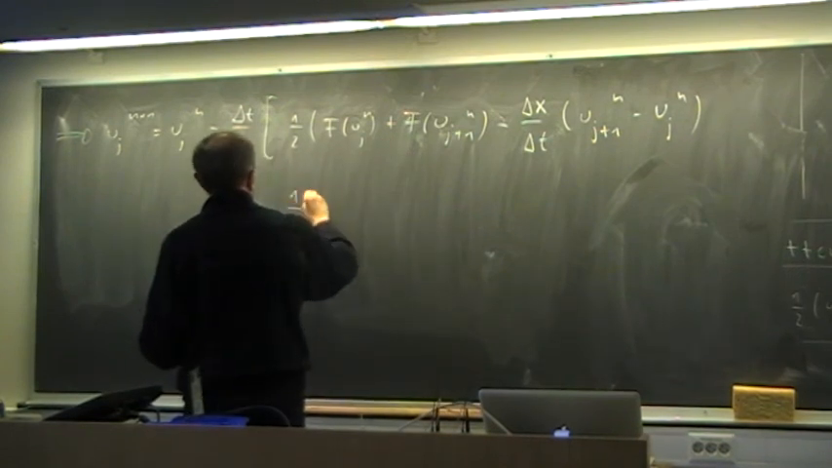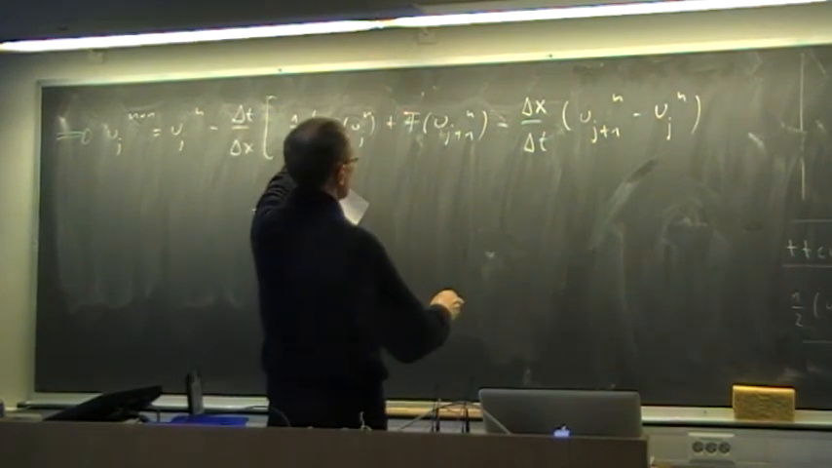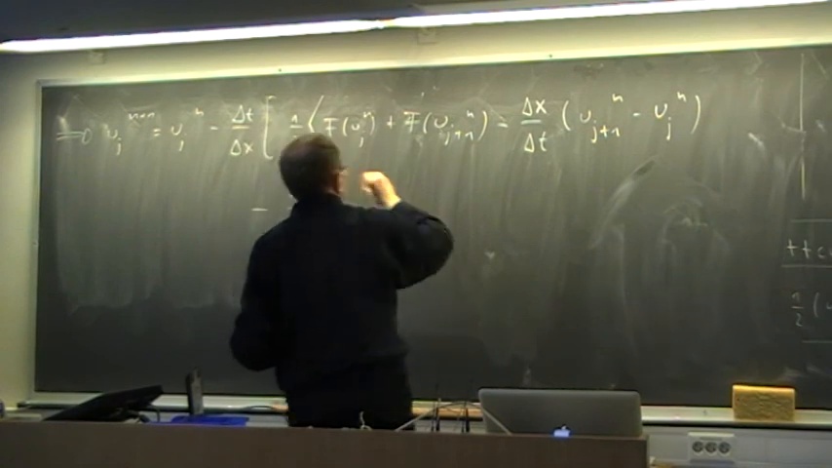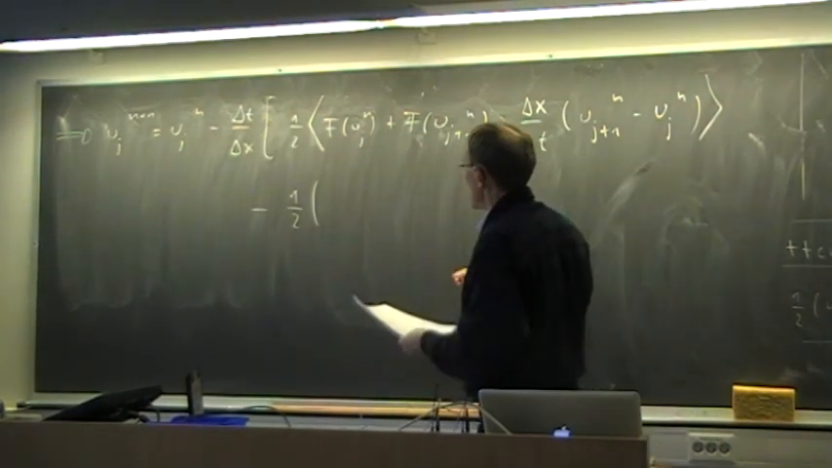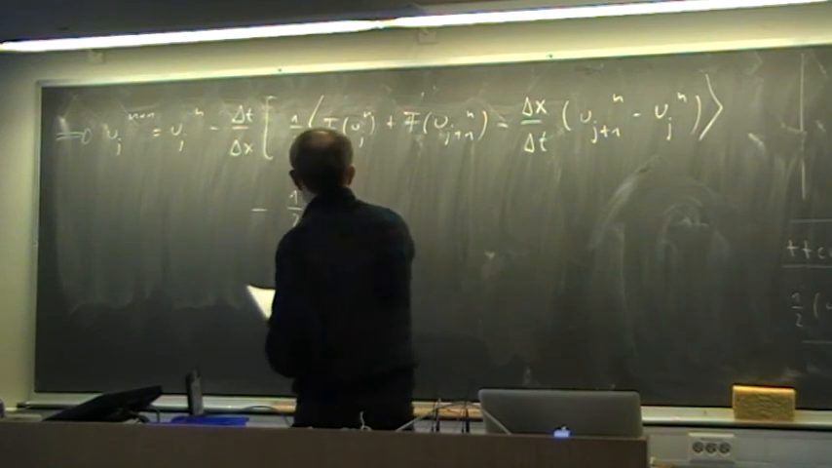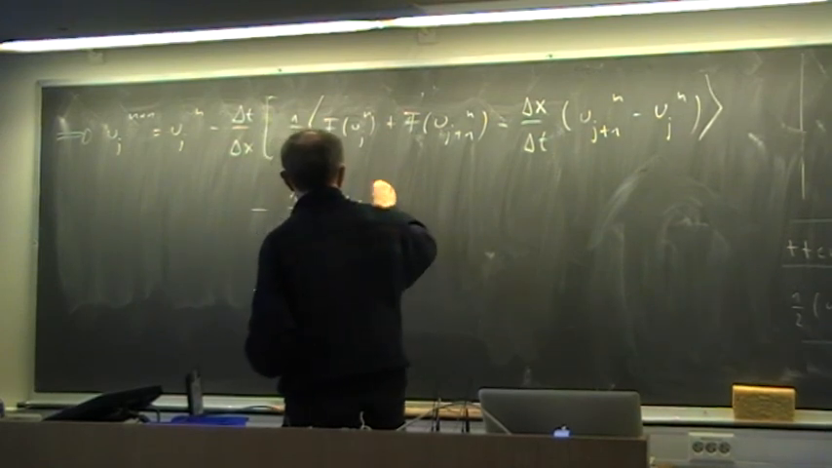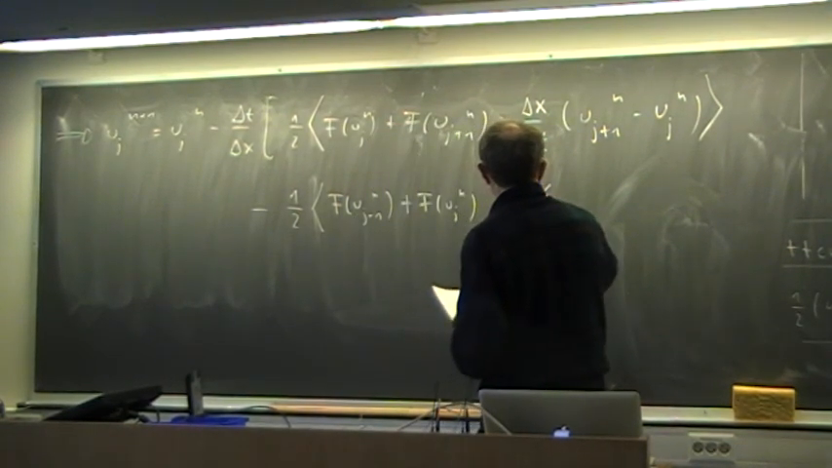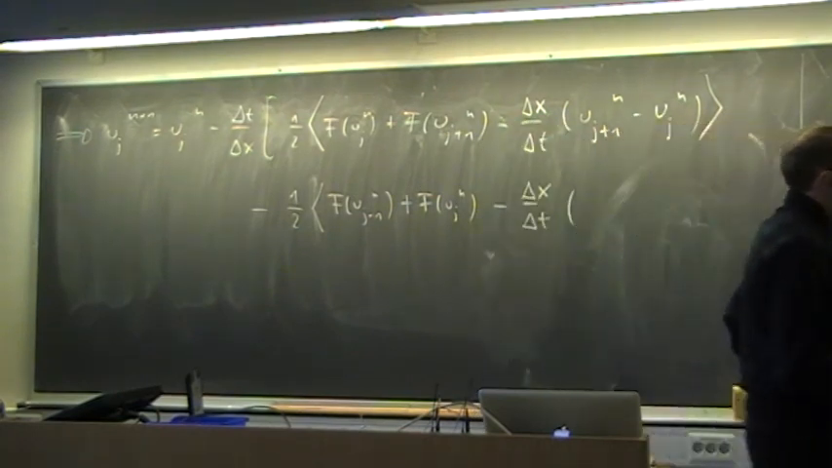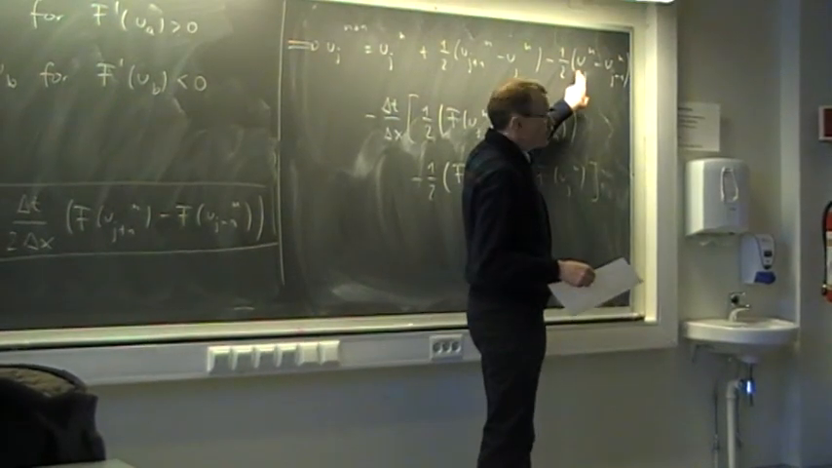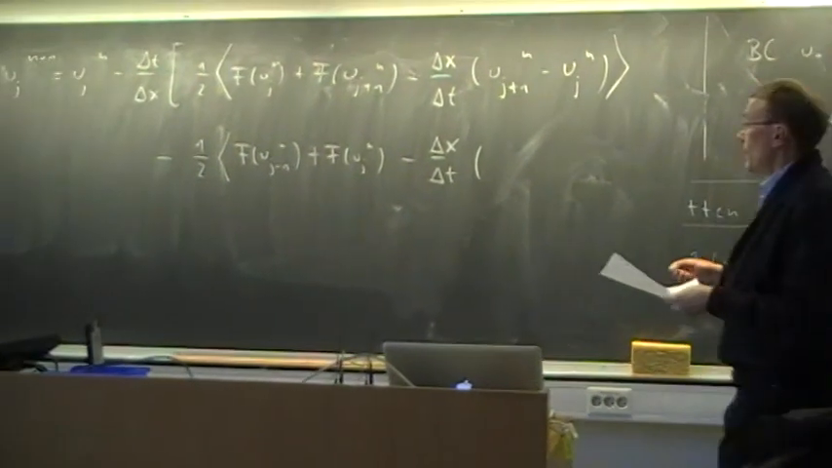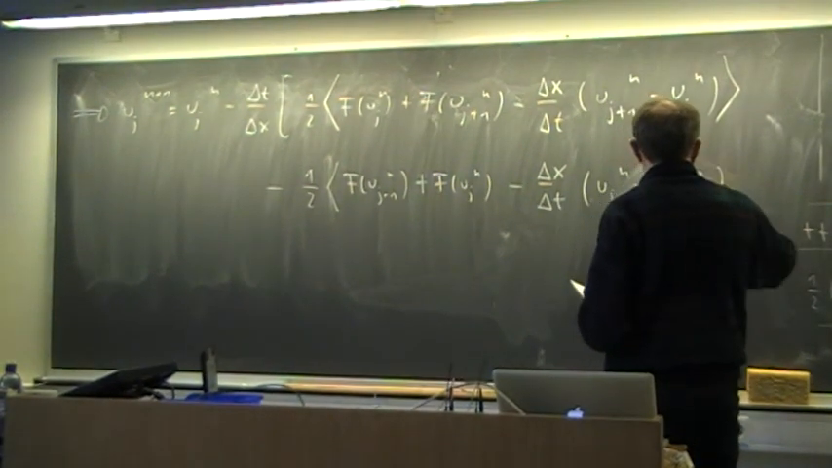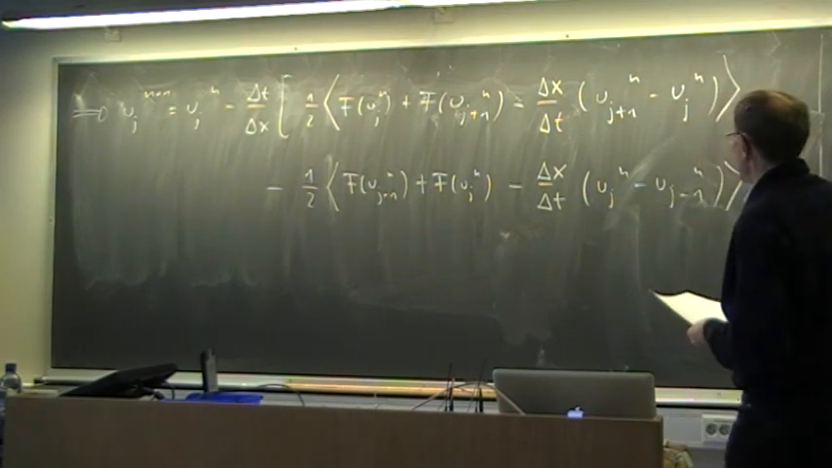minus a similar thing. Let's see, we have this bracket here that should close here. Now we get here the f of u_(j-1)^n, f of u_j^n, and here the same thing, delta x over delta t, and then we have this term here, that is u_j^n minus u_(j-1)^n. So then we have the whole thing.